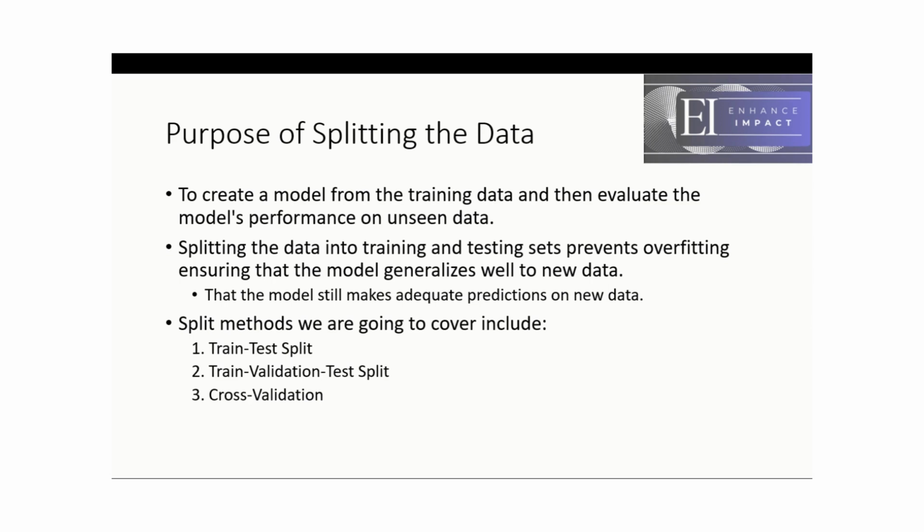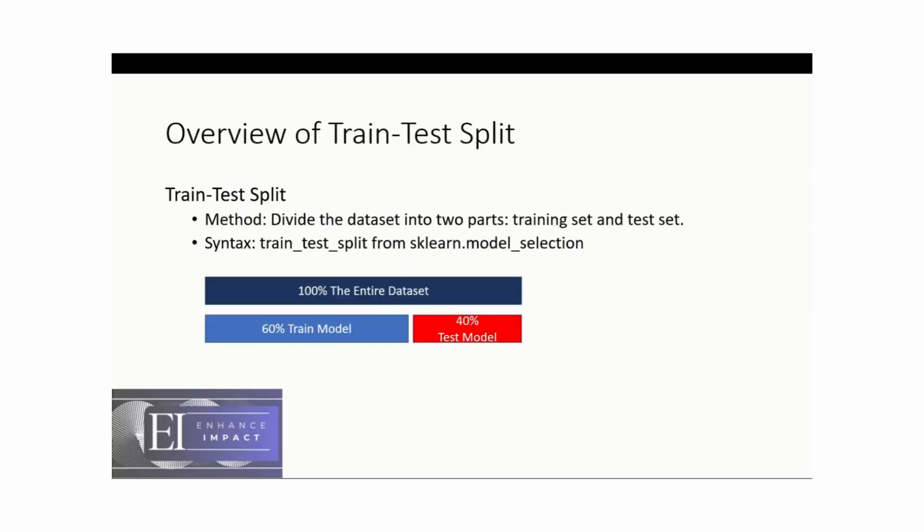The split methods that we're going to cover today include train test split, train validation test split, and cross validation. An overview of train test split. This method divides a data set in two parts, a training set and a test set. The syntax used from Sklearn is train_test_split from sklearn.model_selection.